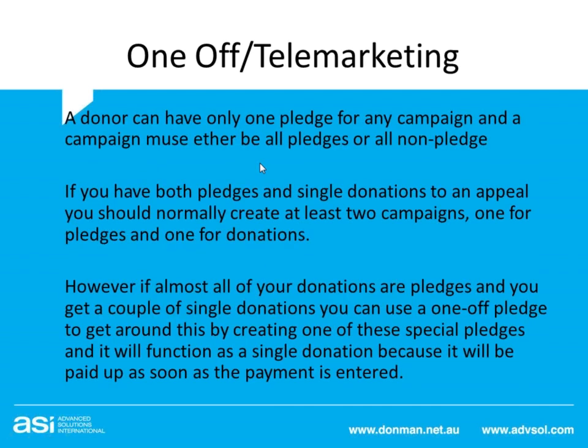However, if almost all of your donations are pledges and you get a couple of single donations, you may not want to create a separate campaign. Now, in the case when you do have two campaigns, you would at least make the group code for the campaign the same. So the group code might be the appeal name so that you can put the two together. But in the case where there are just a couple of individual donations, it may be not worth it to actually create a separate campaign. The problem is that if you've created the campaign as a pledge campaign, you can't put a single donation through. And this is where one-off can come in handy.